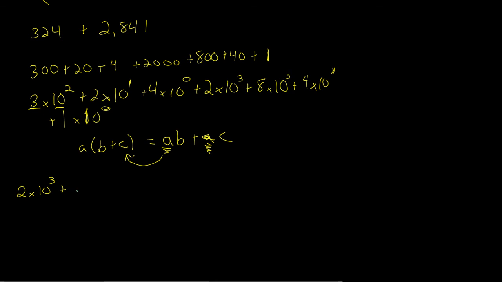And then I have 3 times 10 to the second, plus 8 times 10 to the second, plus 2 times 10 to the first, plus 4 times 10 to the first. I'm gathering all the little bits and writing them in order. And that poor lowly 1 just keeps scrolling over there: 1 times 10 to the 0.